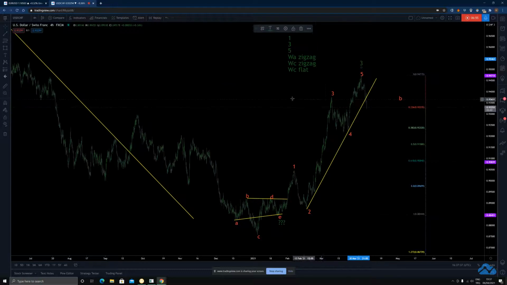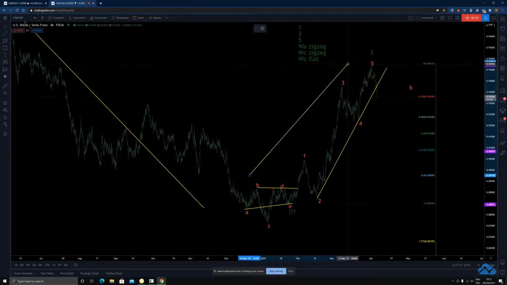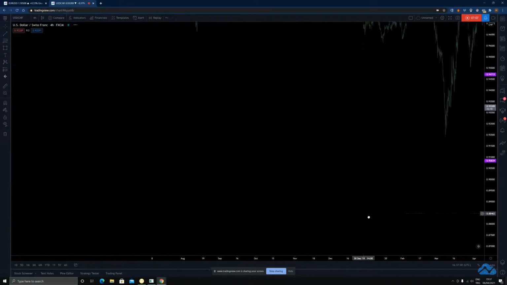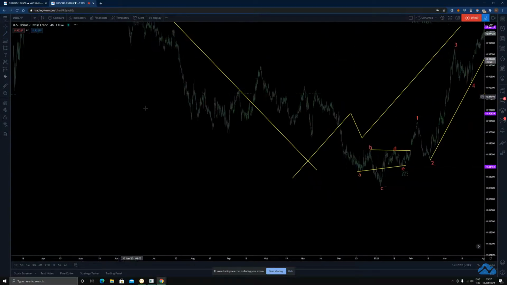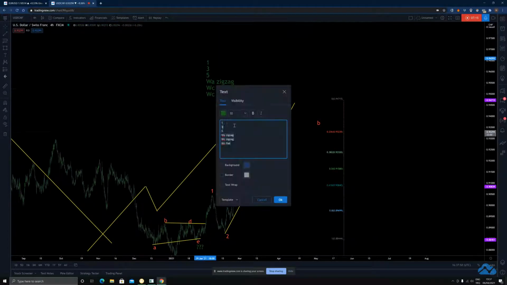No. Why? Well, if it was a third wave, so let's say this is a third wave by itself, then we would need a second wave and we would need a first wave. Well, I don't see a first wave. So we can eliminate the third wave. What I'm doing here is eliminating the third wave.